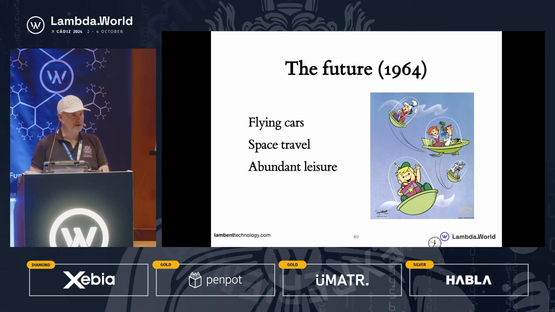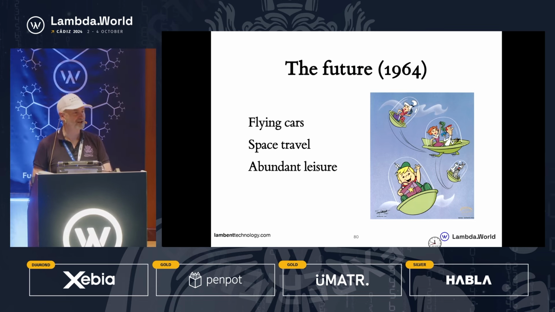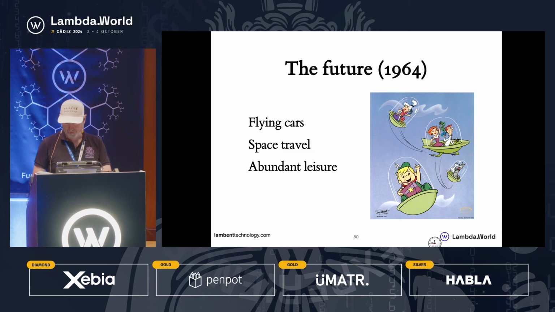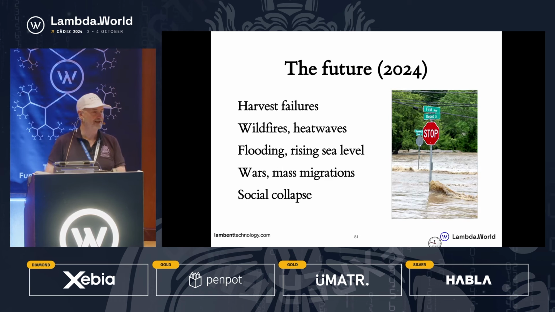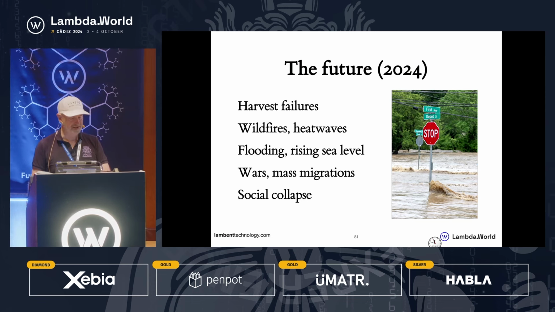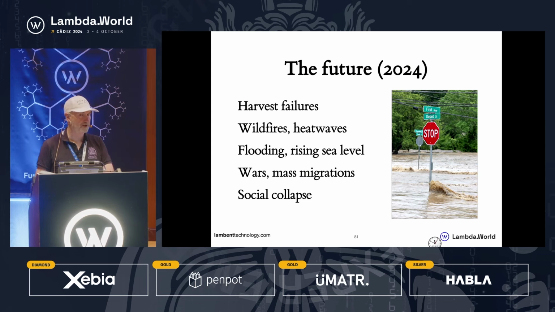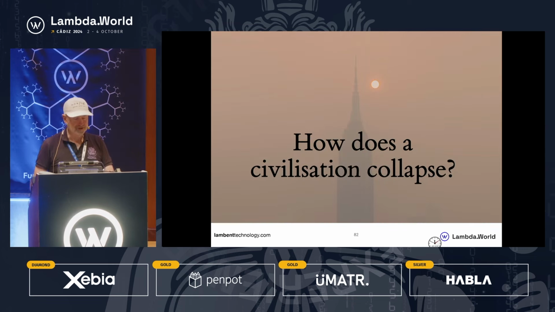When I was very young, this is what the future looked like. There was going to be flying cars, space travel, and with automation and artificial intelligence and robots, abundant leisure. It's not what that same future looks like now. We're facing multiple harvest failures. We already have wildfires, heat waves, flooding, rising sea level, wars, mass migrations already starting, and scholars are warning about the prospect of social collapse. So, the question is, what does that mean for us as software developers?